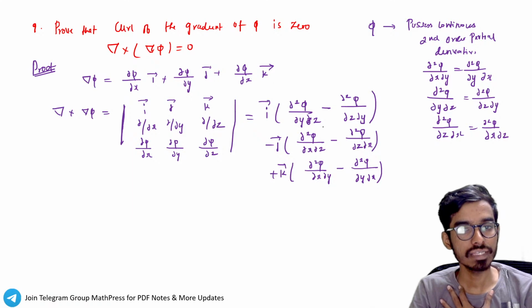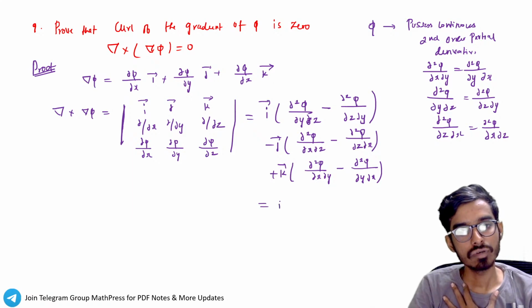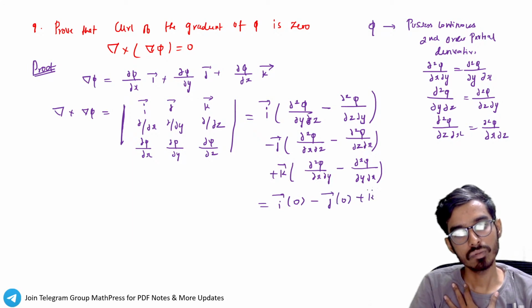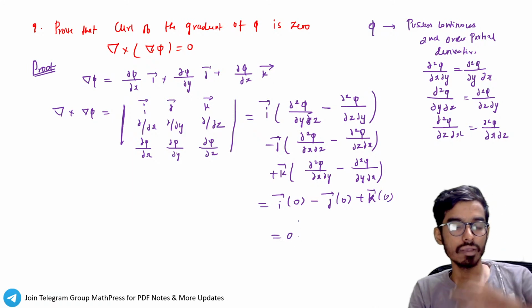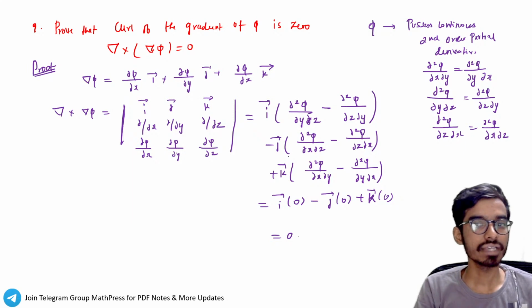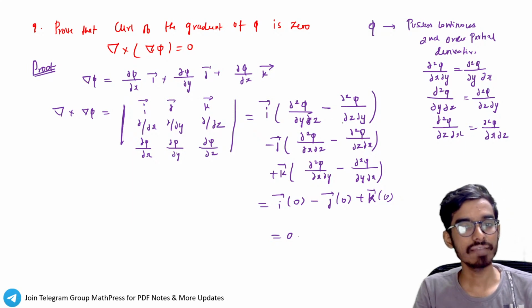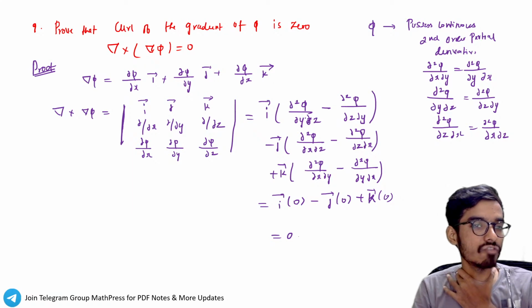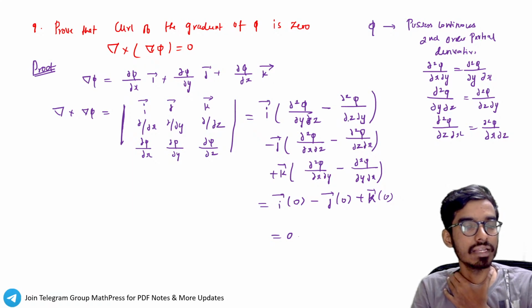If this happens, then these two will be equal. So in that case, you will have i into 0, j into 0 plus k into 0, which is always 0, right? So you assume that p has... yes. So if it possesses, because it is not always true that ∂²φ/∂y∂z equals ∂²φ/∂z∂y, it is not always true.